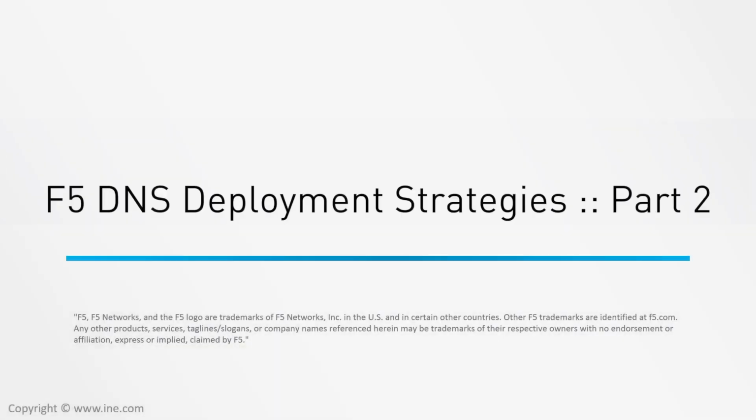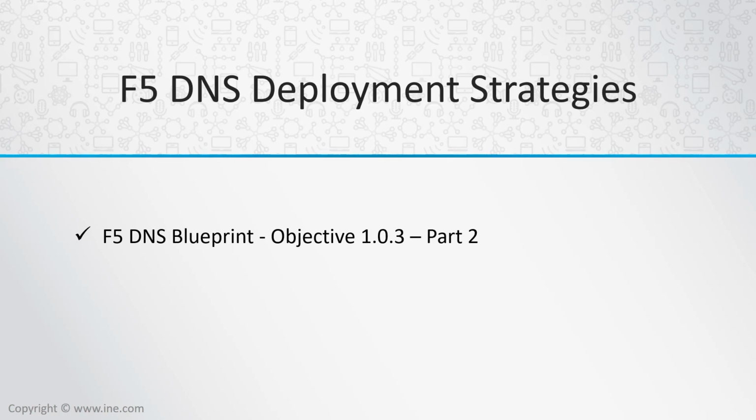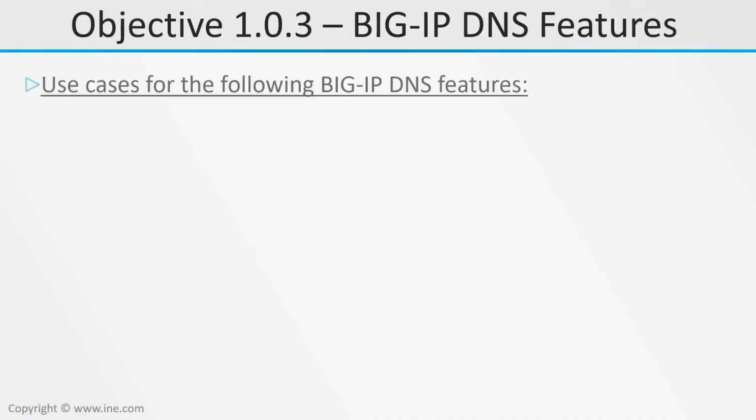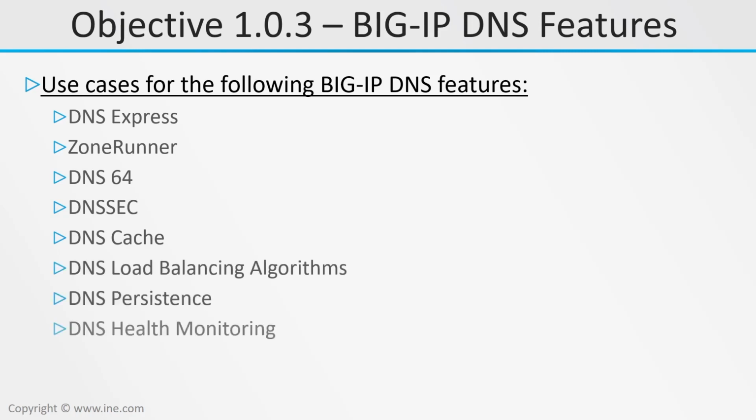So let's continue our discussion around F5 DNS deployment strategies. Okay, so we'll stay on Objective 103. This is going to be part 2, in which case we're talking about BIG-IP DNS features. As we switch gears from the architecture, benefits, and designs, we're going to go into the BIG-IP DNS features and talk about the use cases for that.